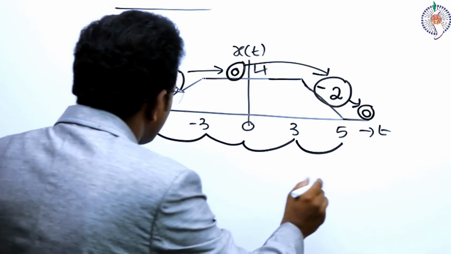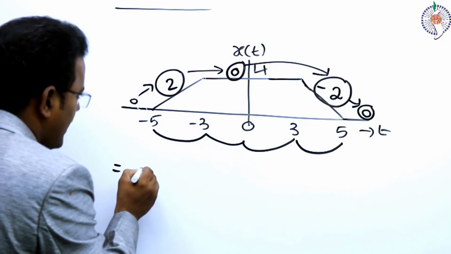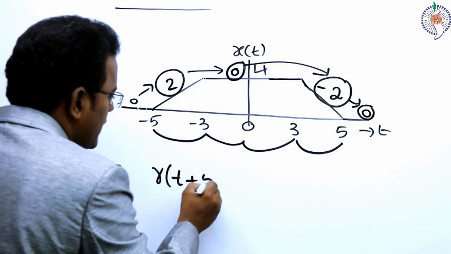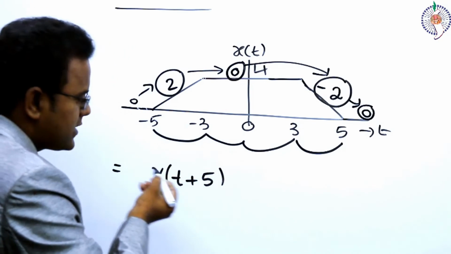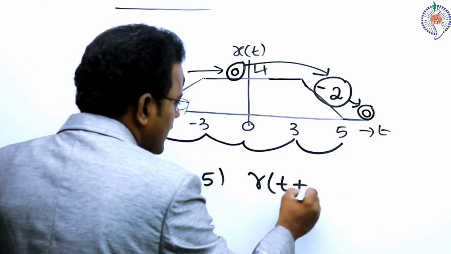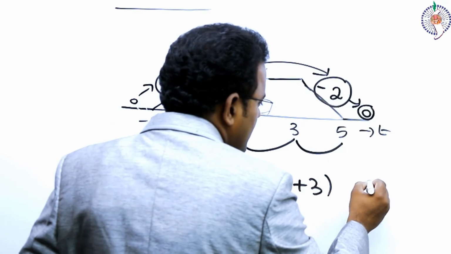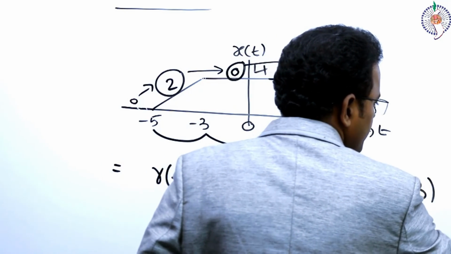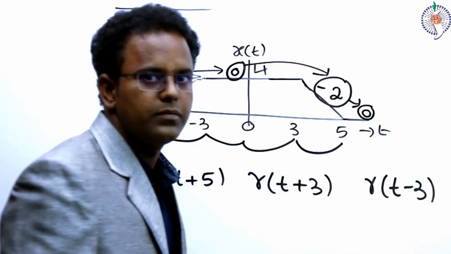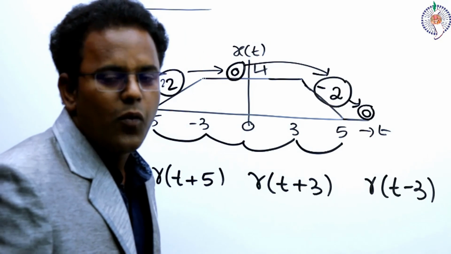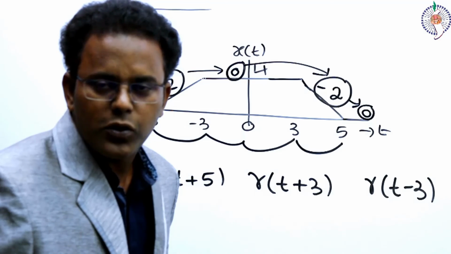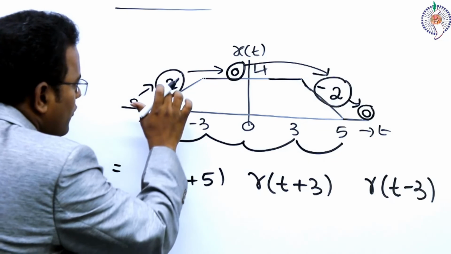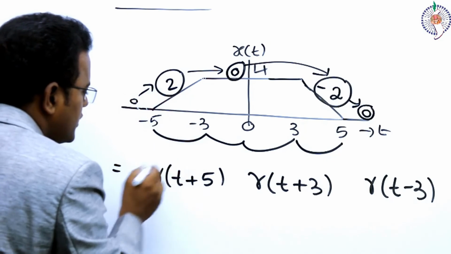So wherever there is a change in slope, write the ramp signal. Change in slope at minus 5, so r of t plus 5. Left side t plus. Next slope change at 3, t minus 3, so r of t minus 3 on the right side. What are the coefficients? The amount of change. Change means final minus initial. At minus 5, final minus initial is 2 minus 0.